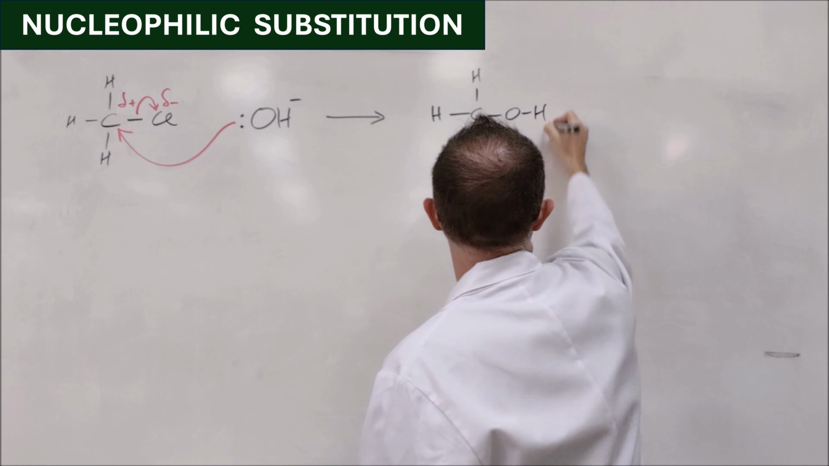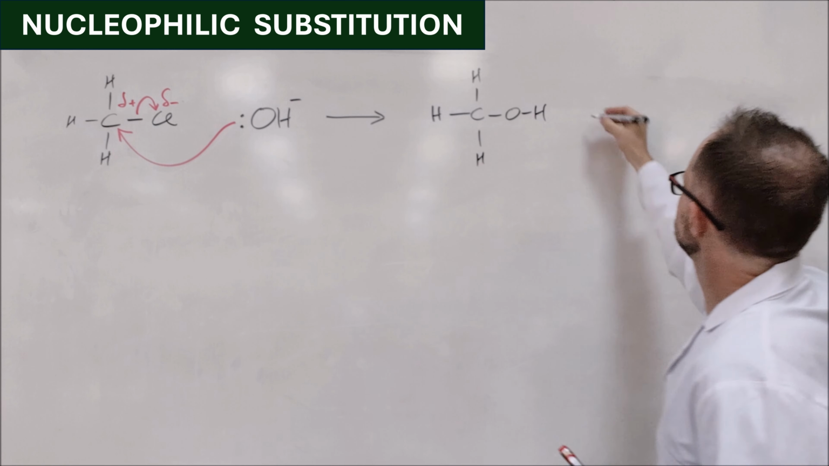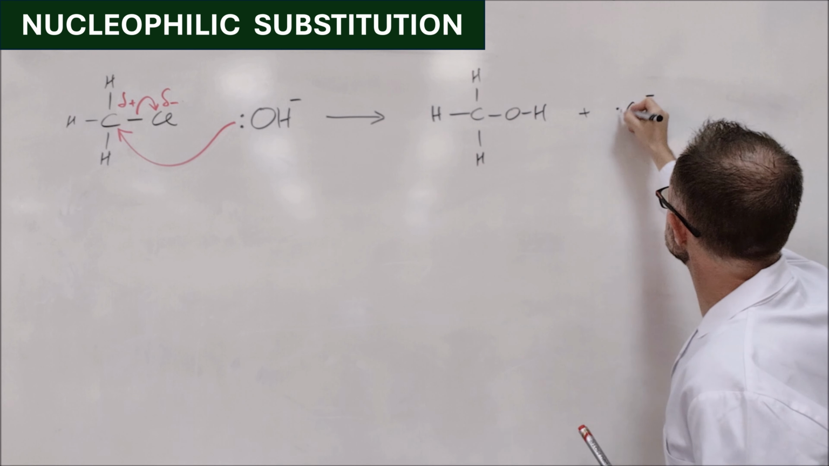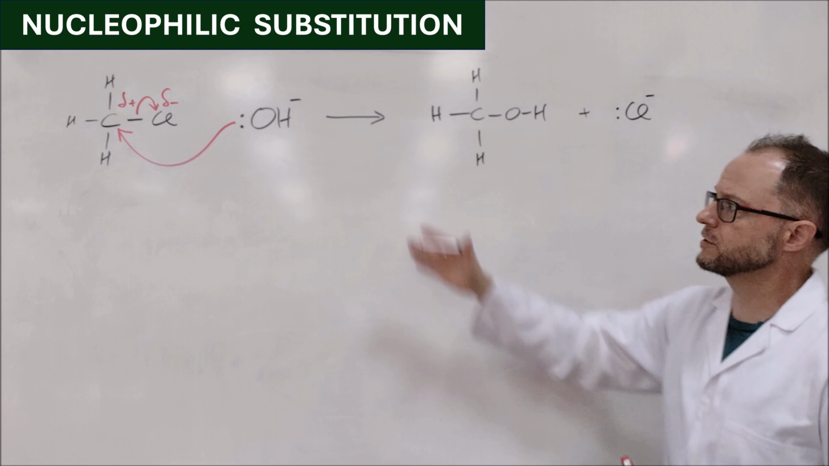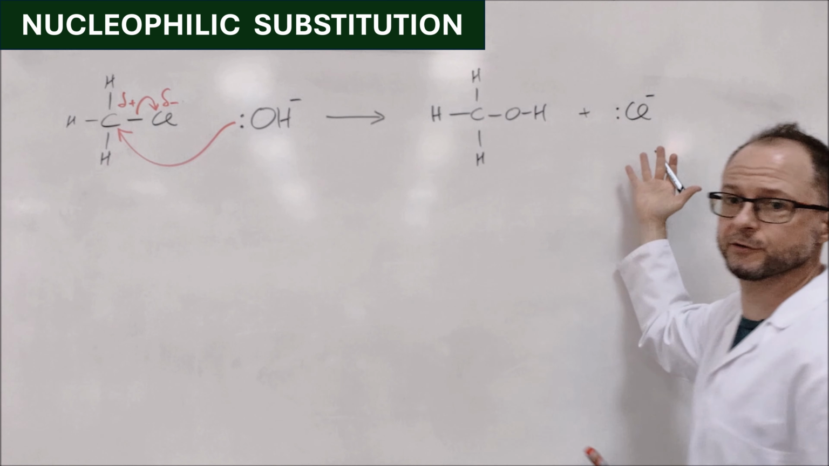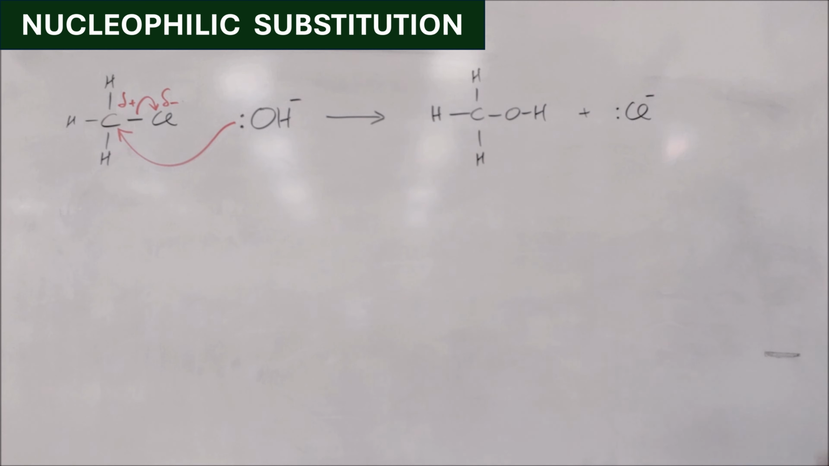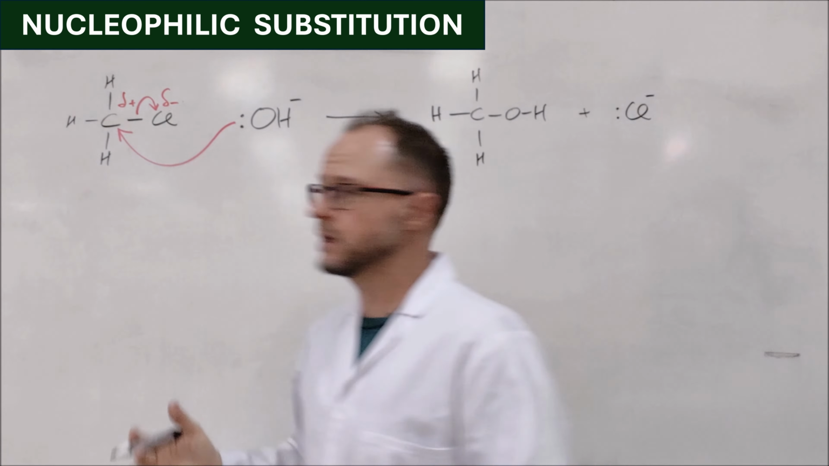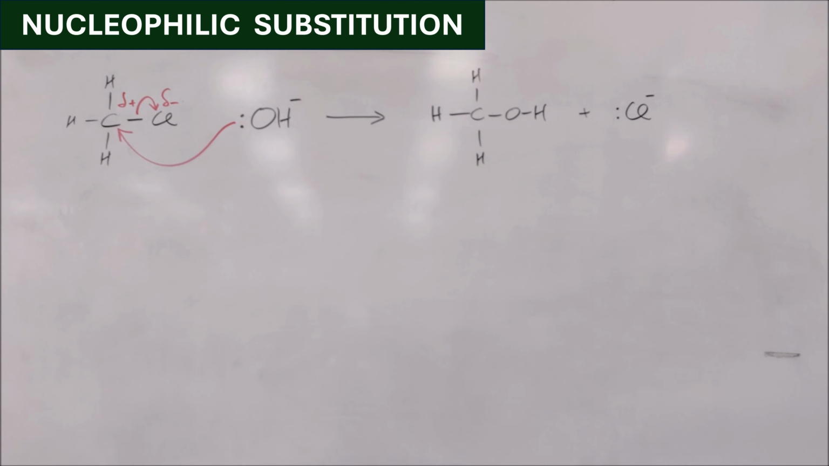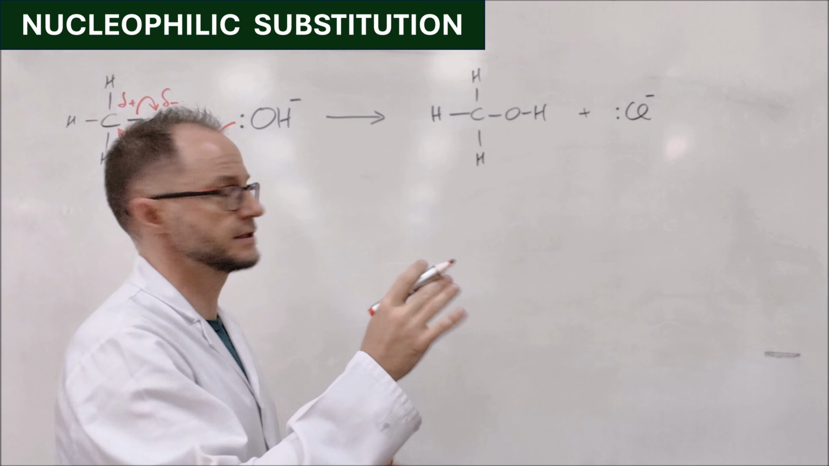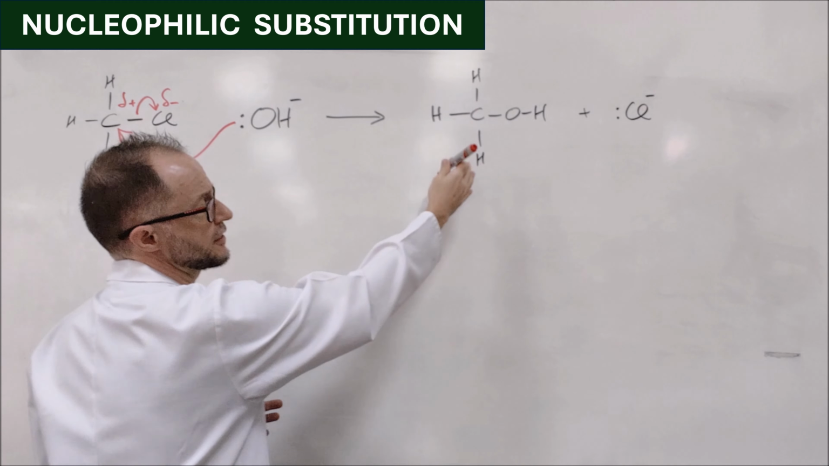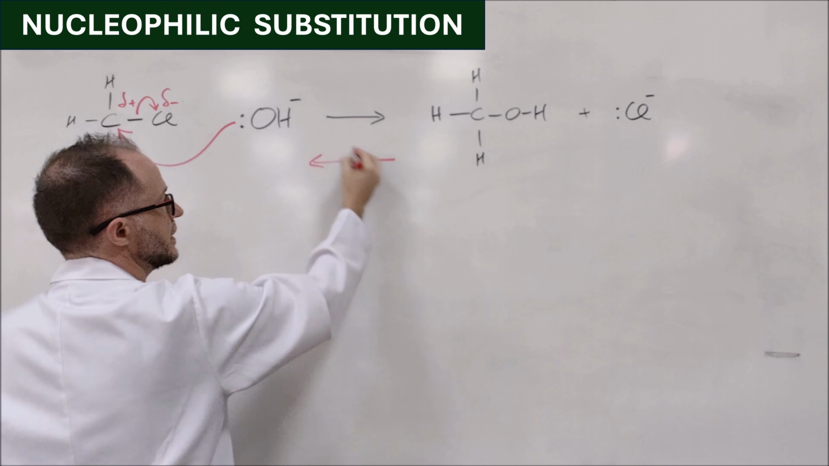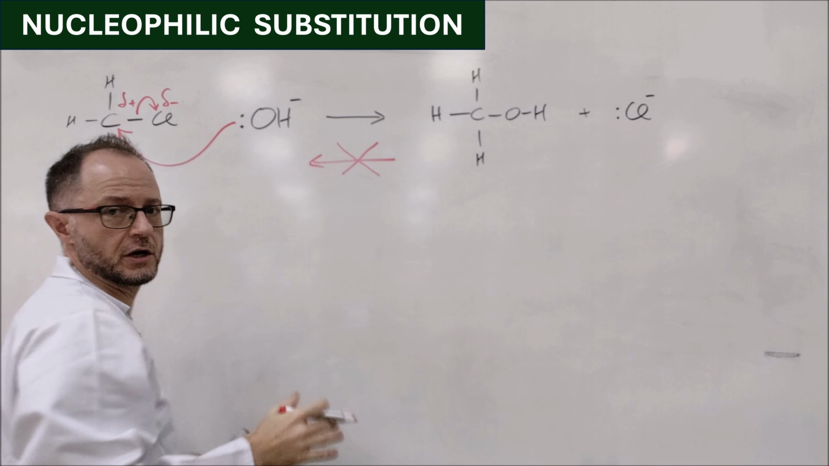Display it if you like. That's methanol. And the chloride ion, which left with the negative charge. Of course, if we use sodium hydroxide, our byproduct will be sodium chloride. And our main product here is going to be an alcohol. Do also note that the opposite reaction, that would be methanol plus, say, sodium chloride to make the halogenoalkane, that is not going to work.